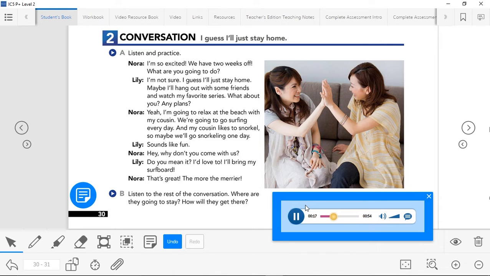I'm so excited. We have 2 weeks off. What are you going to do? I'm not sure. I guess I'll just stay home. Maybe I'll hang out with some friends and watch my favorite series. What about you? Any plans? Yeah, I'm going to relax at the beach with my cousin. We're going to go surfing every day. And my cousin likes to snorkel, so maybe we'll go snorkeling one day. Sounds like fun. Hey, why don't you come with us? Do you mean it? I'd love to. I'll bring my surfboard. That's great. The more the merrier.